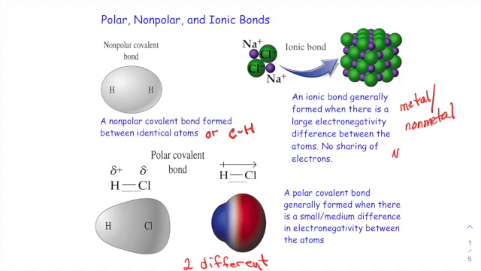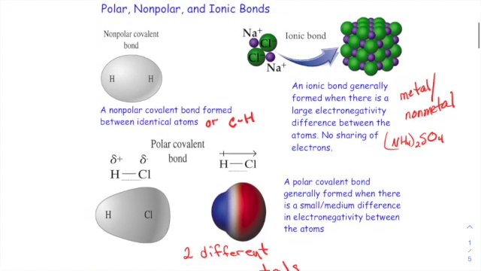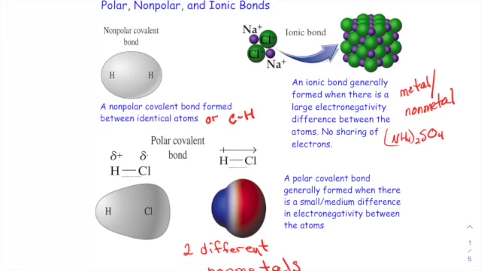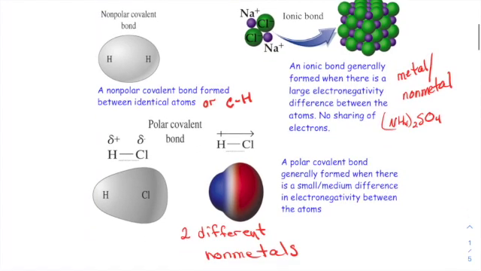So I can have NH4 with SO4. That's ionic. There are no metals in there, but it's ionic because ammonium is an ionic cation. This should be review so far. And this set of rules that I'm showing you right here will simplify things, and you really aren't going to have to go to that electronegativity table very often.